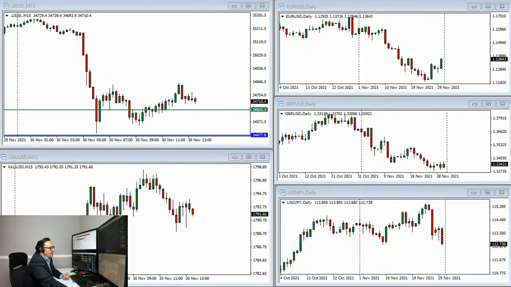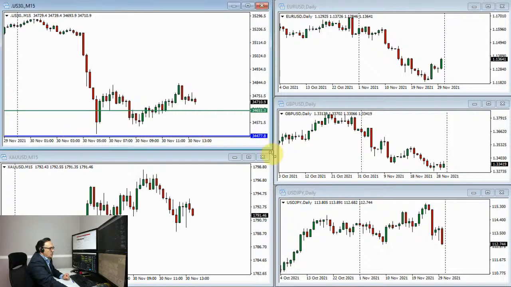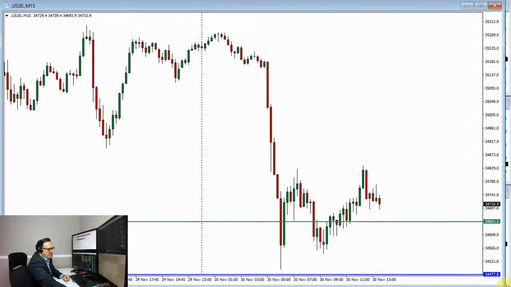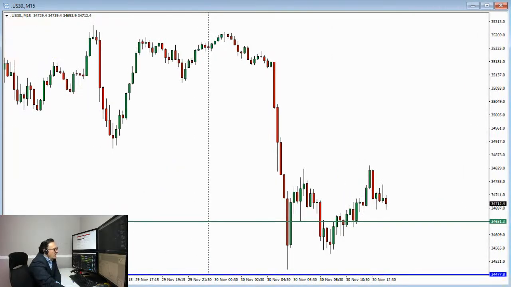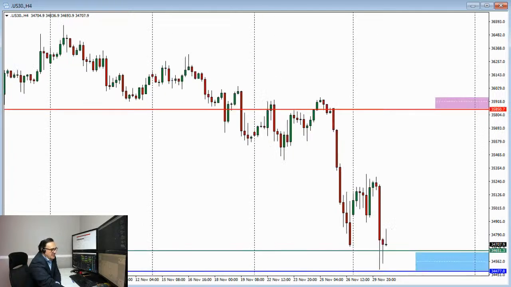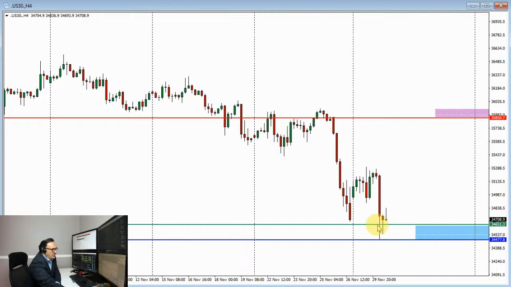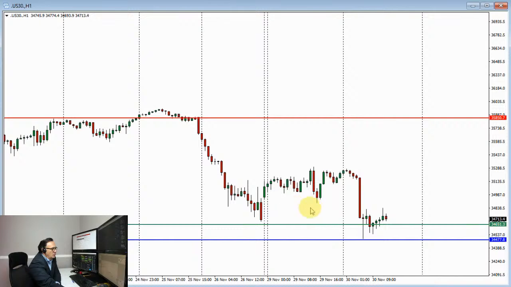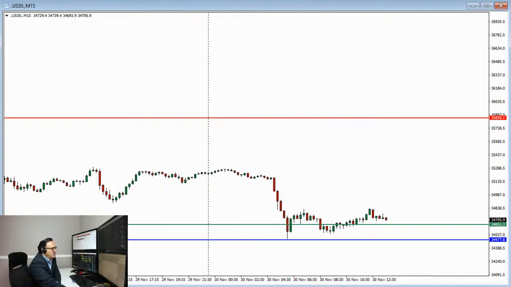I currently have an open short on Dow. For those of you who were watching yesterday's session, I was looking for a long entry around here with a tight stop with a view to take profit up here somewhere. So this was basically a yesterday setup. It didn't happen until late, and instead I've decided to go short at the loss of these lows down here. Let me just show you what I mean by that.